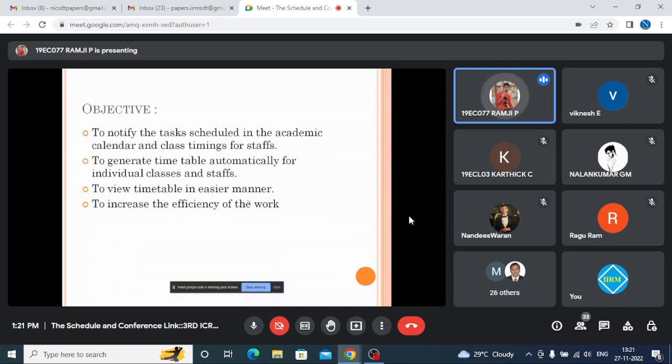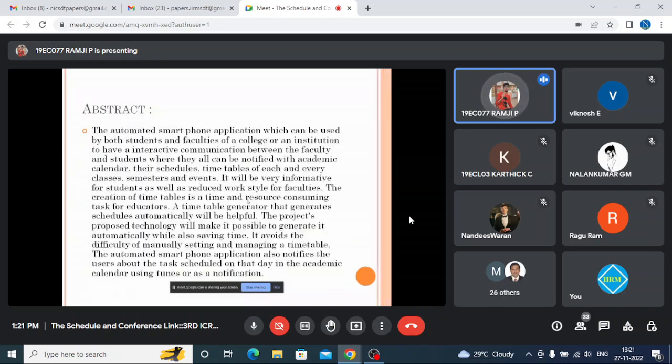And the next is the abstract. Here, as I already mentioned all the points, I have given the abstract. This can be used by both the students and the staffs. One of the main points is that the staffs get the notification about the academic calendar as well as the timetable also. But students only get notification about the academic calendar.